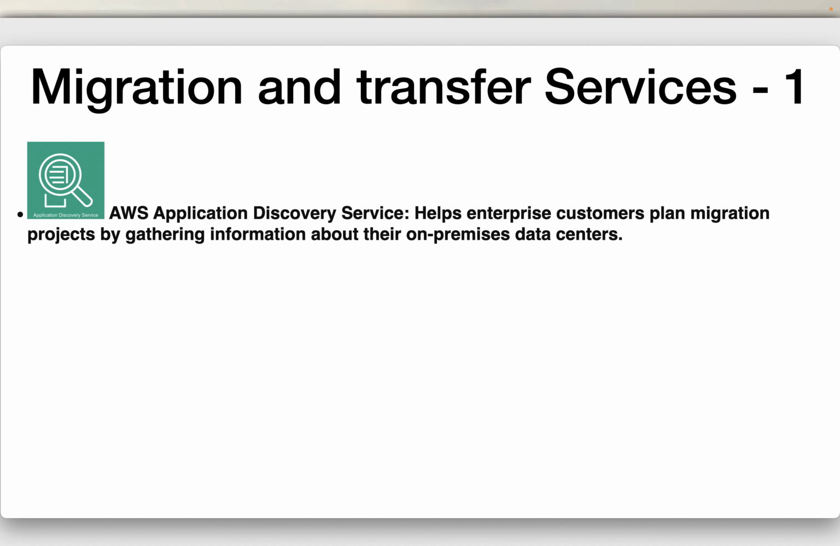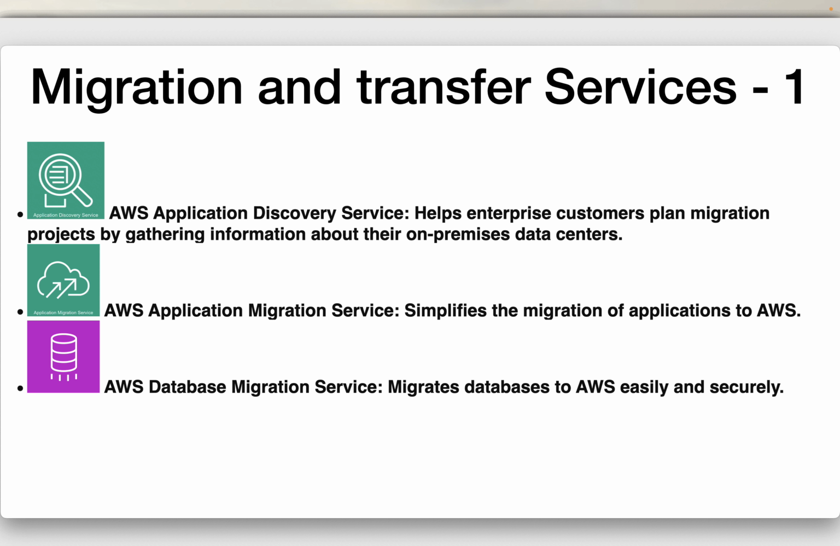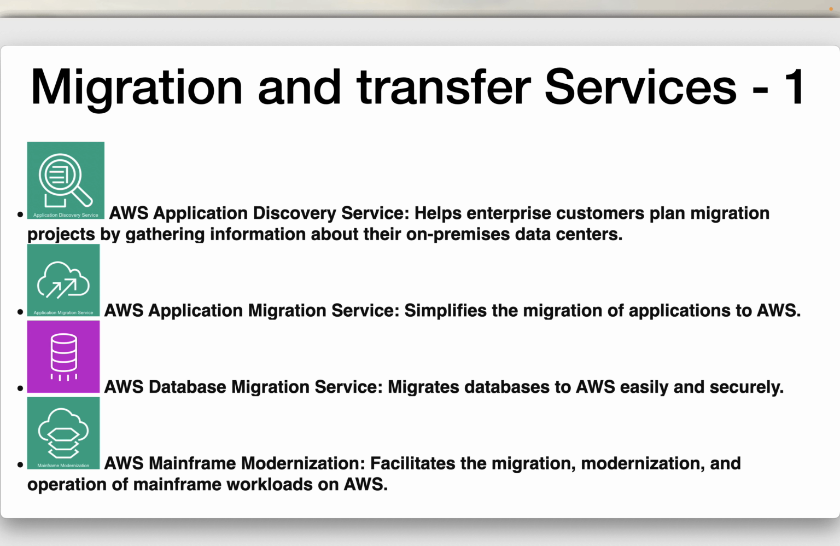Migration and transfer services part 1. AWS Application Discovery Service helps enterprise customers plan migration projects by gathering information about their on-premises data centers. AWS Application Migration Service simplifies the migration of applications to AWS. AWS Database Migration Service migrates databases to AWS easily and securely. AWS Mainframe Modernization facilitates the modernization and operation of mainframe workloads on AWS.